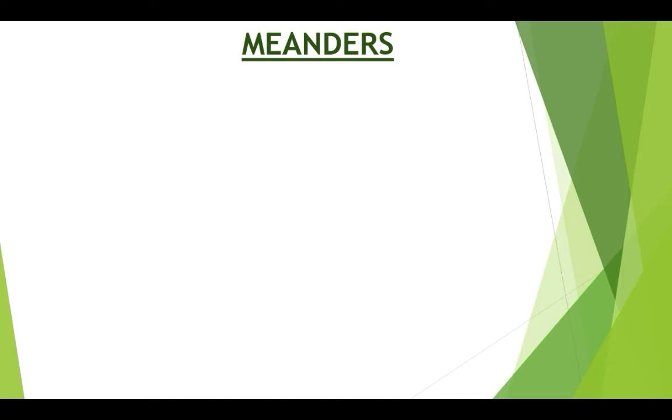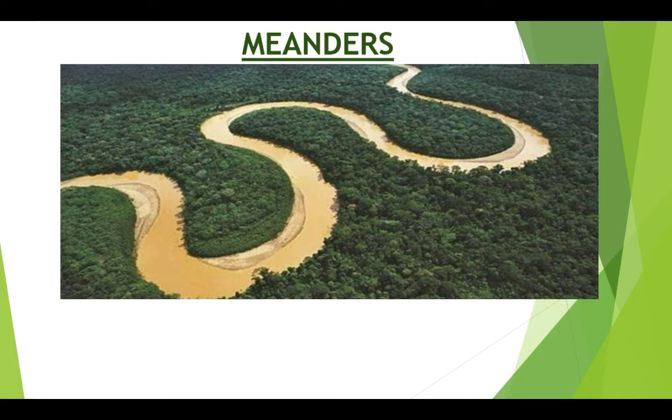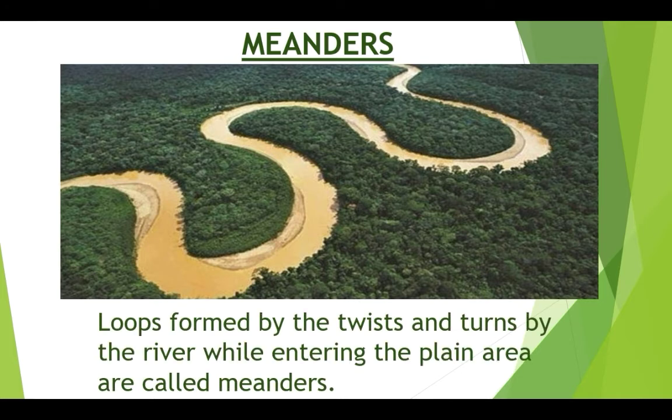Next are the meanders, loops formed by the twists and turns by the river while entering the plain areas are called meanders. These meanders are S-shaped features.